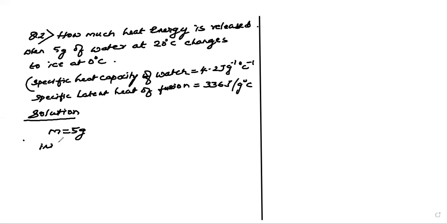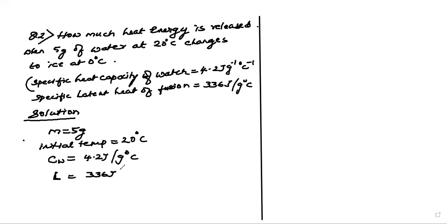Its initial temperature is 20 degrees Celsius. I'm just writing information here. Okay, and specific heat capacity of water, C of W, is how much, children? 4.2 joules per gram degree Celsius. Okay, and specific latent heat of fusion of ice, L, is how much, children? 336 joules per gram. Okay, I want people to know this. I'm sorry, per gram. Okay.